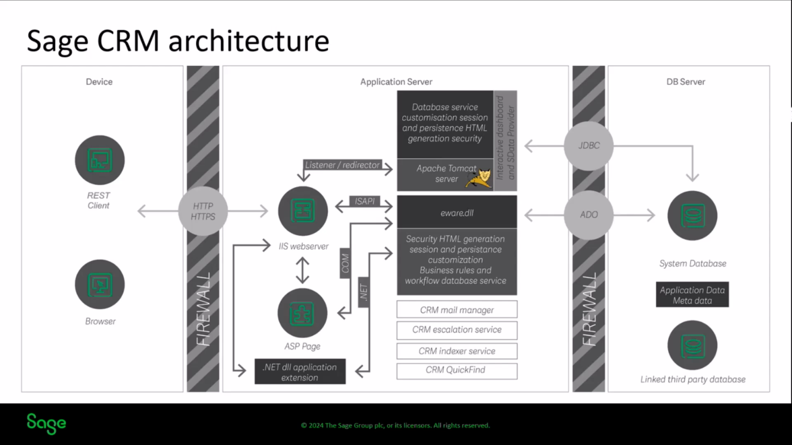Now, just in that short walk that I did through the product, I used features that straddled the architecture of Sage CRM. Sage CRM has a hybrid architecture. You have the eWare DLL, which is an ISAPI extension, and that makes up the core interface of Sage CRM. But we also have the Apache Tomcat side of the architecture with web apps that look after the REST API, the delivery of the dashboards, and features such as mail merge or the data import and export.